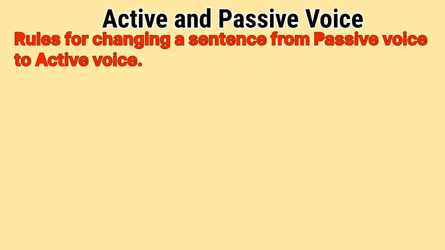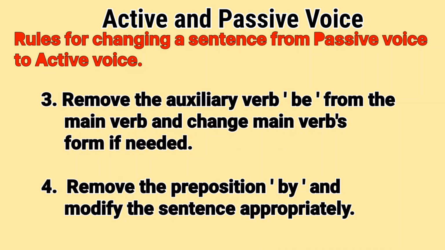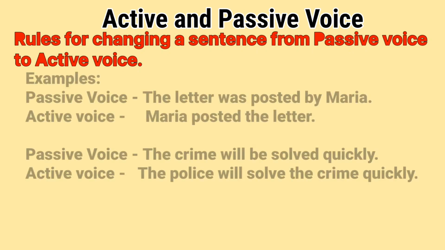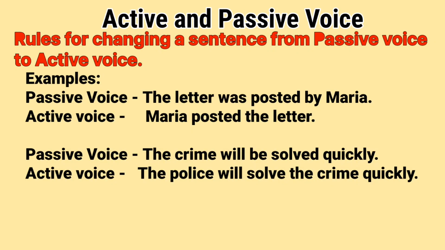Third one: remove the auxiliary verb be from the main verb and change the main verb form if needed. Fourth one: remove the preposition by and modify the sentence appropriately. For example, here, the letter was posted by Maria. The active voice of the sentence is Maria posted the letter.